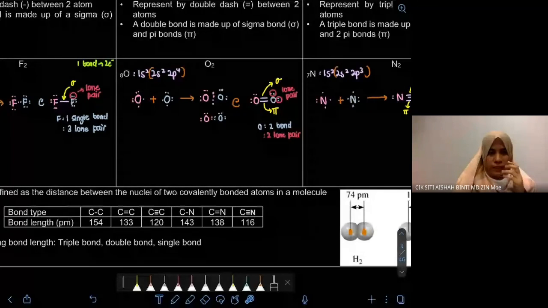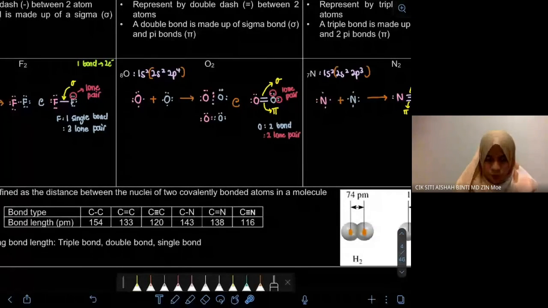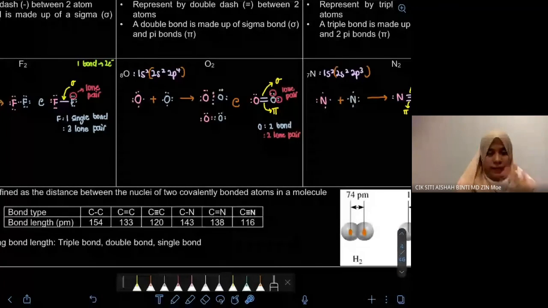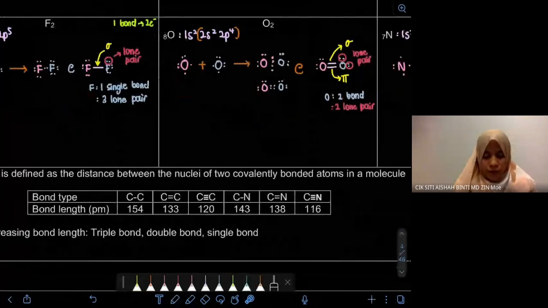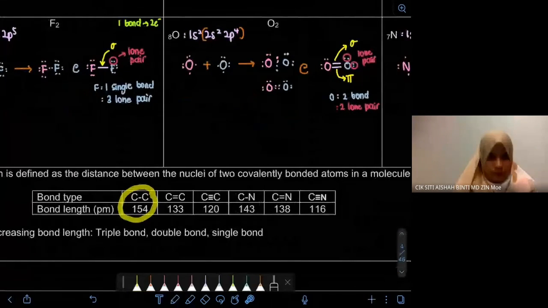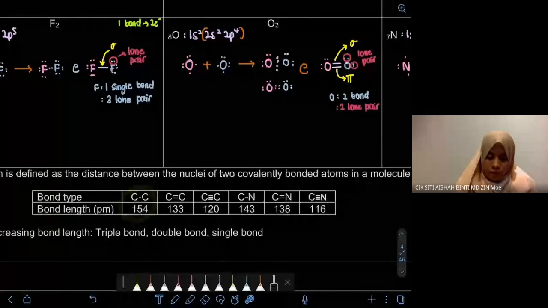So contohnya kita dah belajar single bond, double bond, triple bond. So this is actually an example bond. Single bond, double, triple bond and the bond length itself. So contohnya kalau kita tengok carbon-carbon bond kan. Single bond dia 150 picometer. Okay, itu kalau single bond. Kalau double bond, it's 133 picometer. So bila dia double bond, the bond length tu lagi pendek. Okay, tapi bila dia triple bond, dia lagi kecil. Lagi pendek. Dah 133, dia pendek jadi 120.